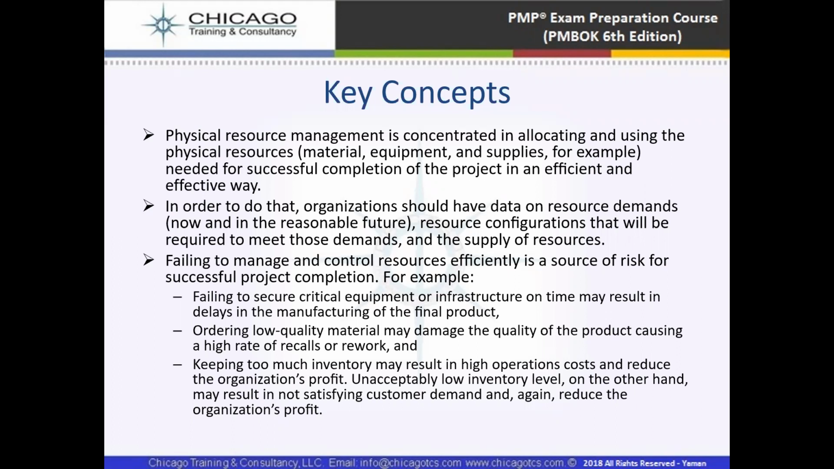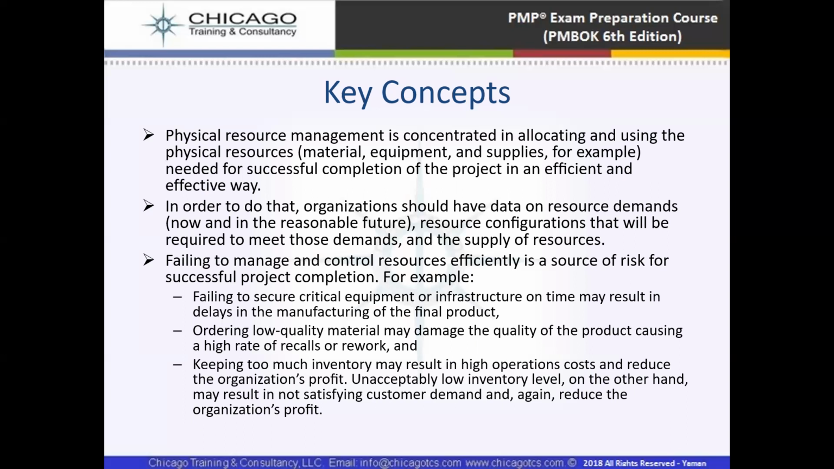For example, failure to secure critical equipment or infrastructure on time may result in delays in the manufacturing of the final product. So if we fail to get those equipment or materials on time, we may be delayed in manufacturing the final product, or delayed in delivering that project or that part of the project. Ordering low quality material may damage the quality of the product, causing a high rate of recalls or rework. It means if we procure low quality materials, it will result in rework or recalls.